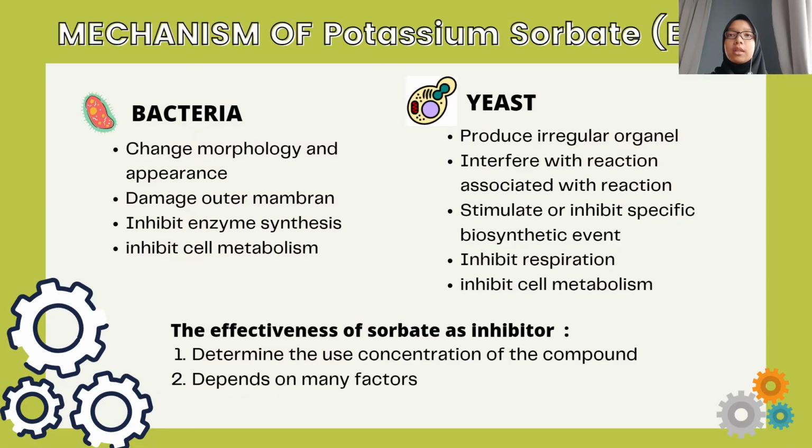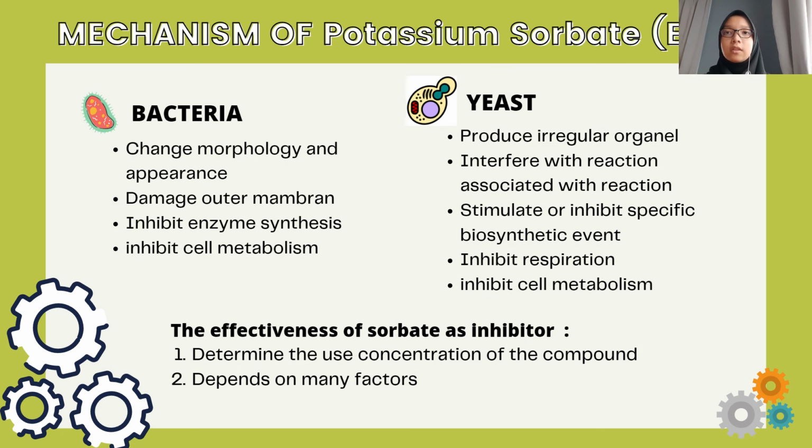Thank you, Zana. Now I will explain about the mechanism of potassium sorbate on bacteria and yeast. Okay, for bacteria, exposure of microbial cells to sorbate results in changes in their morphology and appearance due to the abnormal outgrowth of vegetative cells from bacterial spores or elongation and division of emerged cells. Plus, it damages the outer membrane by increasing the porosity of the cell membrane. In addition, sorbate also inhibits enzyme synthesis. Sorbate's inhibitory effect on catalase may result from formation of sorbyl peroxide from the auto-oxidation of sorbic acid.